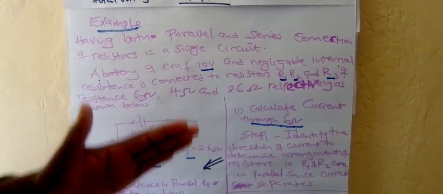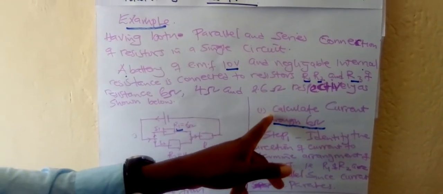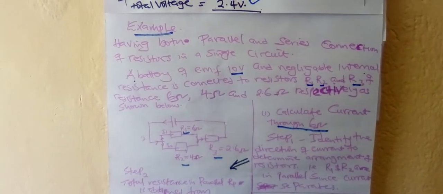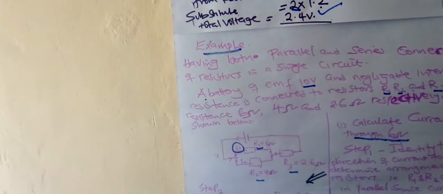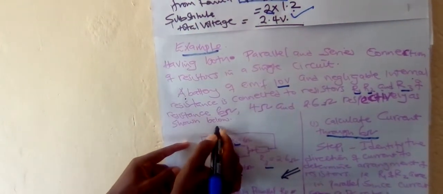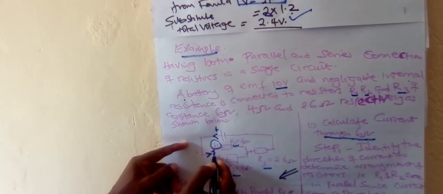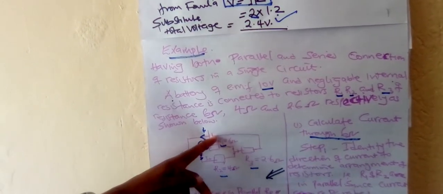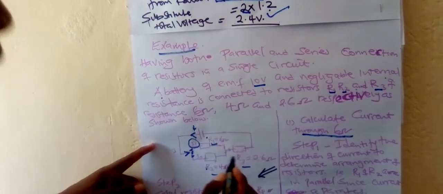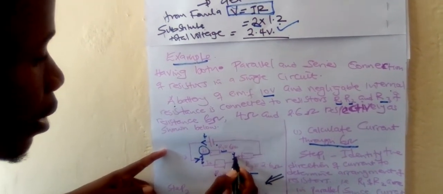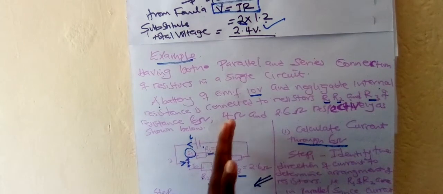This is one question, but it has very many sections embedded in it. Now, here we shall say calculate the current through the 6 ohm resistor. In other words, they want to get the current I1. Step 1, identify the direction of current. Current comes from positive, the longer terminal, then reaches here, junction, separates. When it separates, it means that R1 and R2 are in parallel. Then later, it is going to combine, and the other current goes through R3. So, R1 and R2 are in parallel, independent of R3.